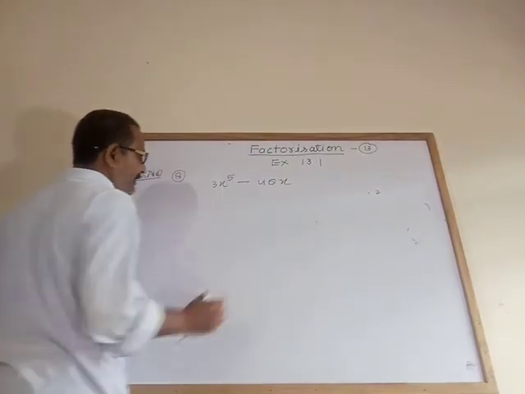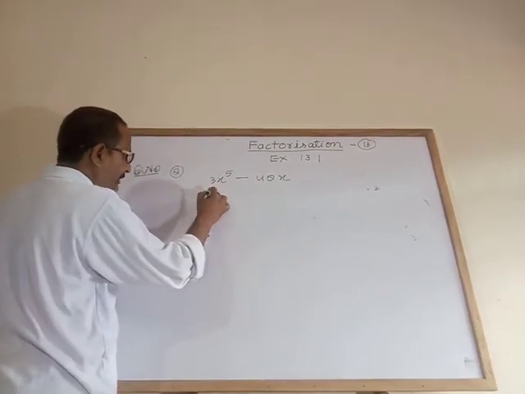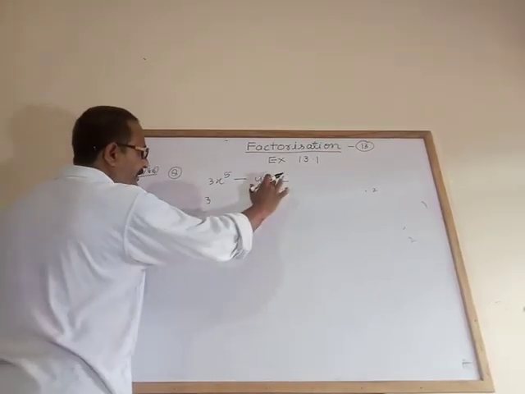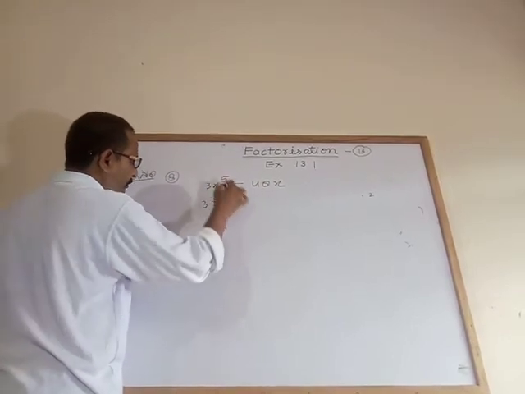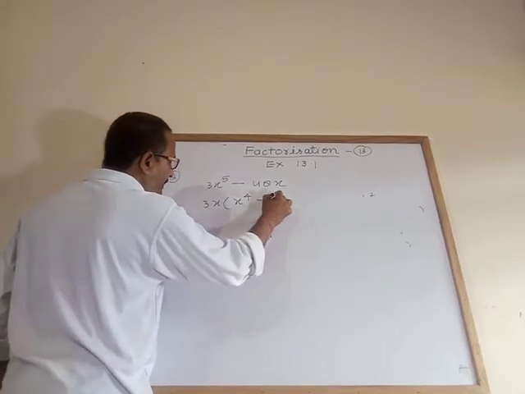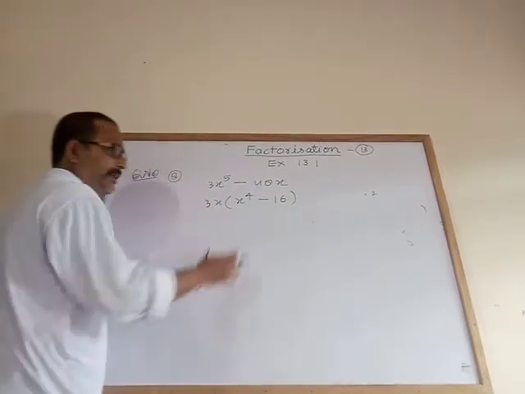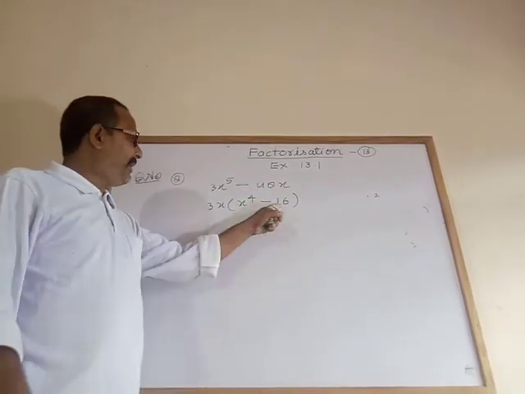See, what is the common? 3 is the common factor of 48. 3x to the power 4, here and x here, x common. What is remaining? x to the power 4 minus 16. Now see this term, x to the power 4 minus 16.